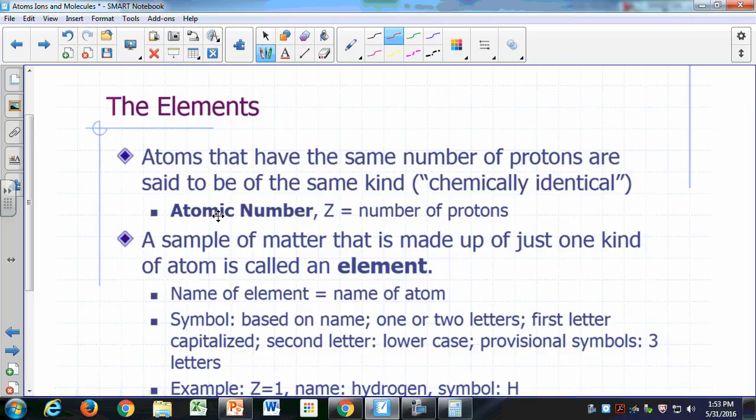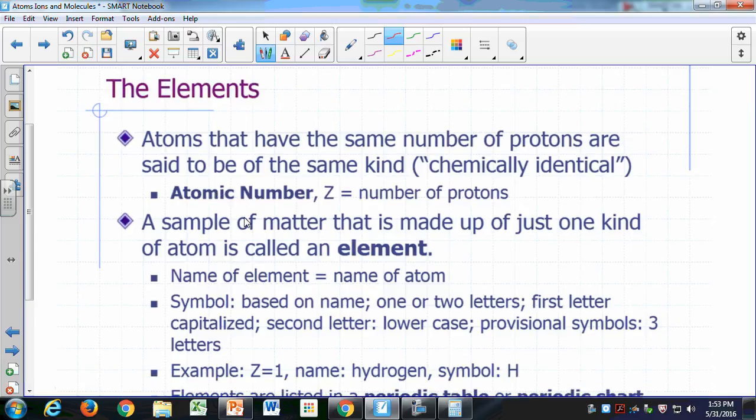Alright, so the main idea in chemistry is that matter is made up of atoms, and in order to understand the behavior of matter, we need to understand how atoms behave. So let's talk a little bit more about the different kinds of atoms. Basically you can differentiate them by the number of protons that they have. The number of protons that an atom has gives its identity.